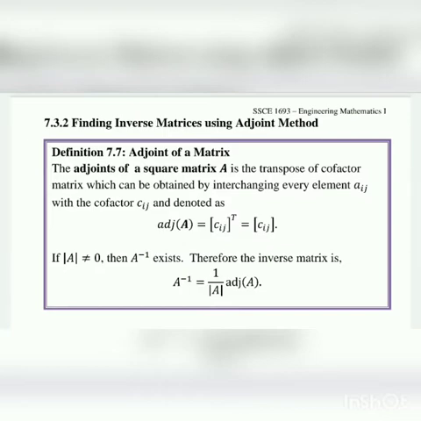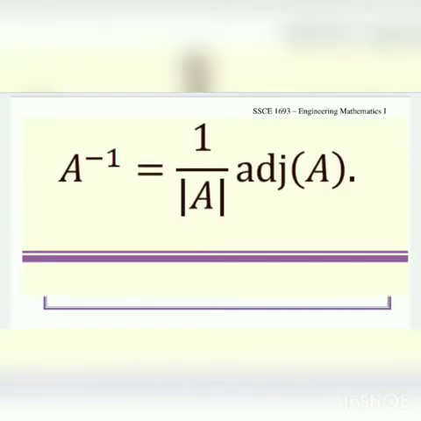The adjoint of a square matrix A is the transpose of the cofactor matrix, which can be obtained by interchanging every element Aij with the cofactor Cij, and is denoted as adj A equals [Cij]^T. If the determinant of A is not equal to 0, then A inverse exists. Therefore, the inverse matrix is like this.